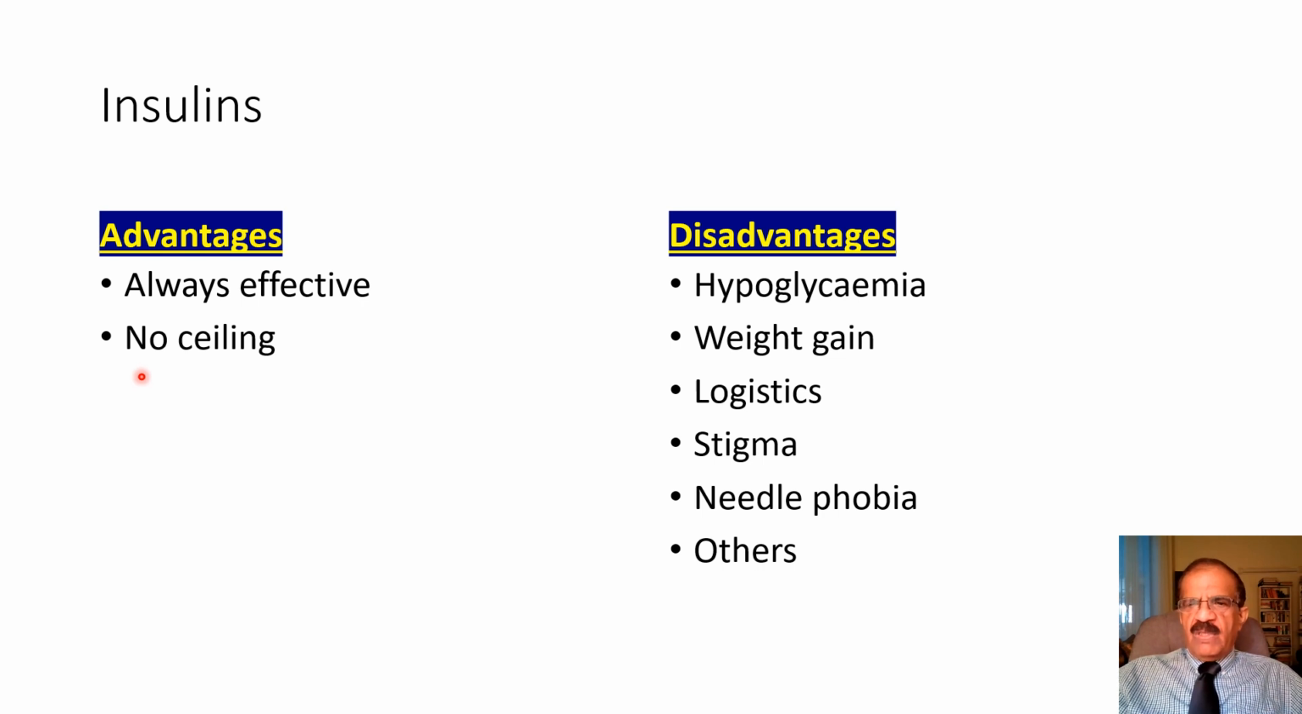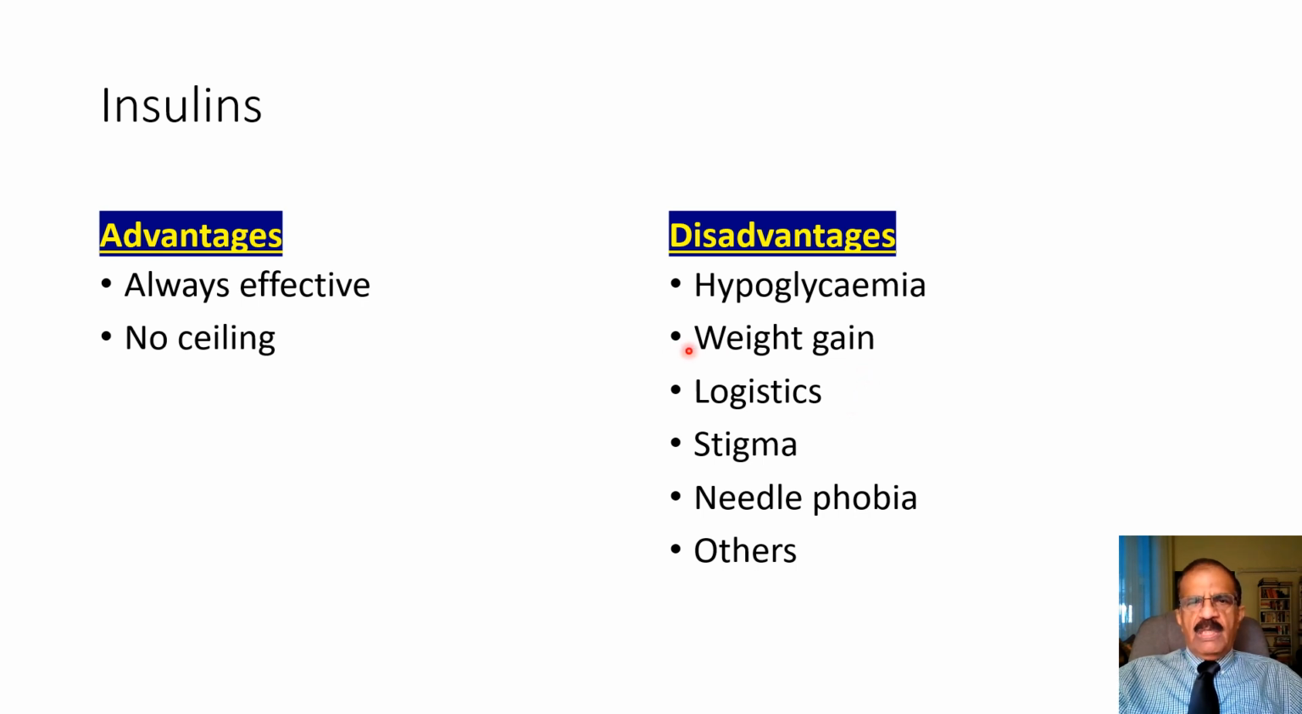You can start with 10, 12 units and you could go to any level. Like you could actually go to 500 international units, although nobody would like to inject that much, but theoretically at least there is no ceiling. The disadvantages: there is a real risk of hypoglycemia, and we now have new insulins where the risk of hypoglycemia is minimized. There is definitely a risk of weight gain because insulin is an anabolic hormone.